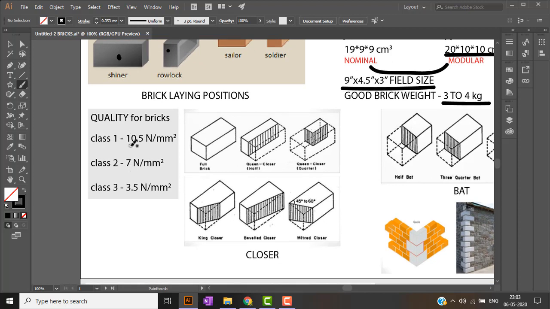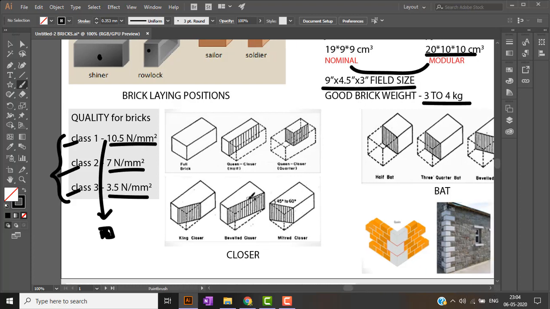Now quality for bricks. Bricks are classified into 3 classes: class 1, class 2 and class 3, where class 3 has a minimum strength of 3.5 Newton per mm square, class 2 has 7 Newton per mm square and class 1 has 10.5 Newton per mm square, which means for 1 mm square of area it can withstand a strength of 10.5 Newton. So that's the meaning of 10.5 Newton per mm square.